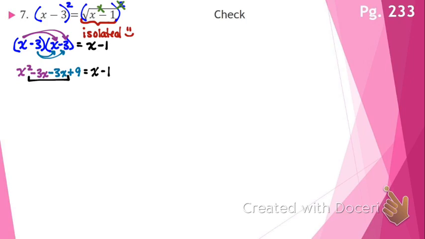Combine my like terms. X squared minus 6x plus 9 equals x minus 1. What kind of equation are we looking at? Quadratic. Where is the x squared right now? On the left. Is it positive or negative? Then leave it on the left, and everybody else has to come to the left.